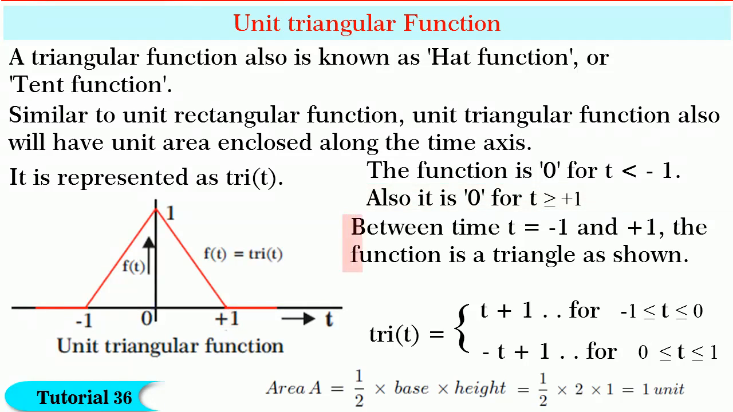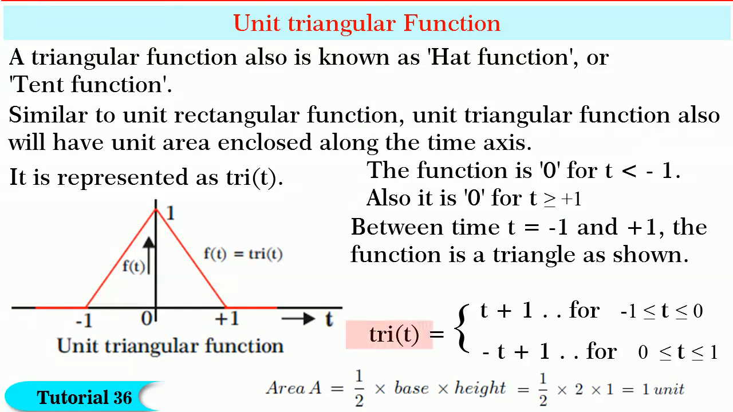Between time t is equal to minus 1 second and plus 1 second, the plot of the function takes the form of a triangle. Observe that the base of the triangle has 2 units of time and its height is 1 unit. We know that area of the triangle is half into base into height. Hence, area A is equal to half into 2 into 1, which will give us 1 unit. Hence, the function is a unit triangular function.